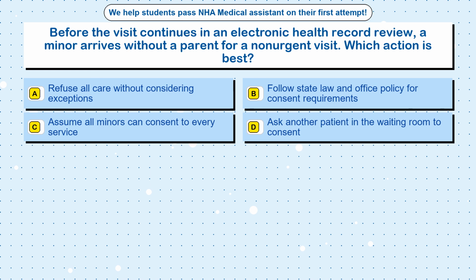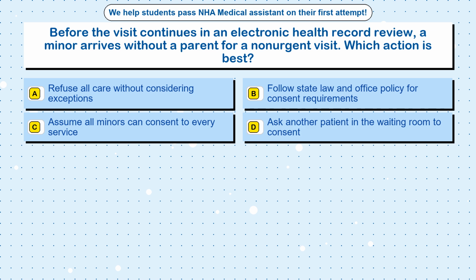Question 8. Before the visit continues in an electronic health record review, a minor arrives without a parent for a non-urgent visit. Which action is best? Option A. Refuse all care without considering exceptions. Option B. Follow state law and office policy for consent requirements. Option C.